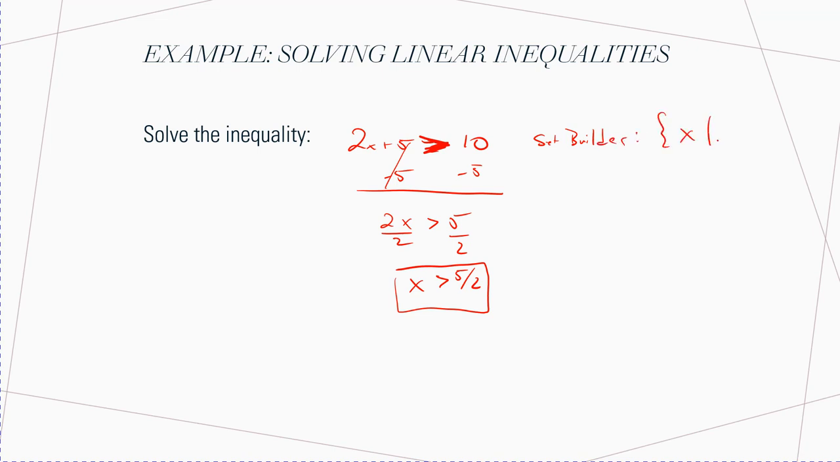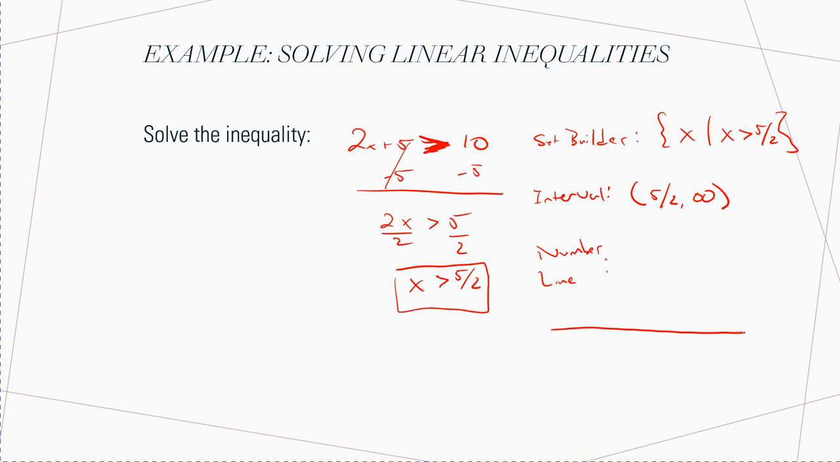But the way you would show this solution, in set builder notation, it would be x such that x is greater than 5 halves. In interval notation, well, look, it's a strict inequality, so it's all numbers that go from 5 halves to infinity. And then on a number line, you'd sketch the number line.